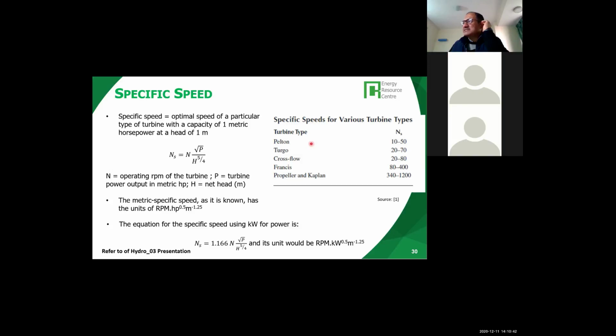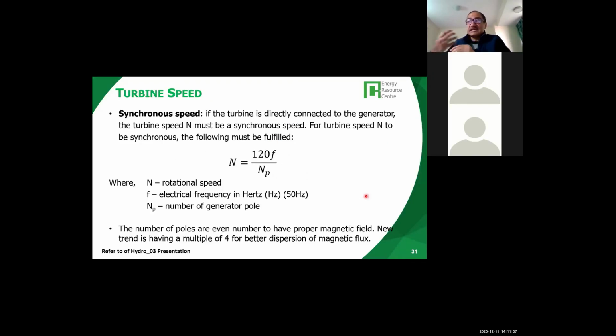NS is the specific speed range. For Pelton it's 10 to 50, Turgo 20 to 70. A lower specific speed is for high head, low discharge, and a higher specific speed is for high discharge, low head power plants. So head, discharge, and the specific speed are the three factors used to select the turbines.